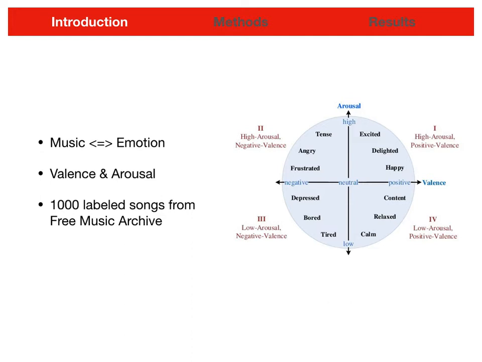We model emotion as an observed latent variable, consisting of valence and arousal. Valence is the type of emotion, that is, happy or sad. Arousal, on the other hand, is the intensity of that emotion. Luckily, we're able to find a dataset consisting of 1,000 labeled songs from the Free Music Archive.